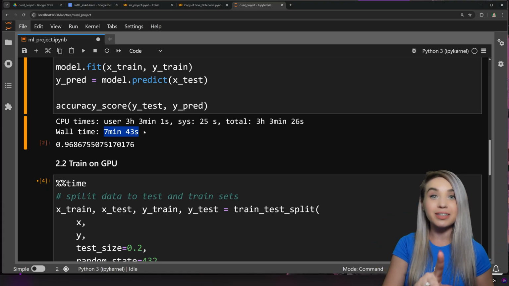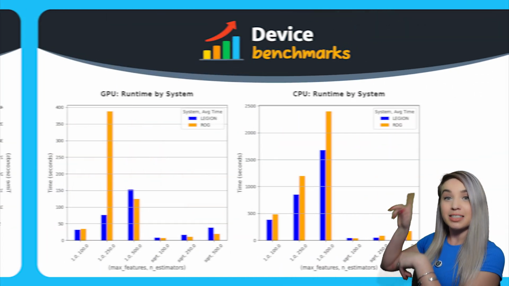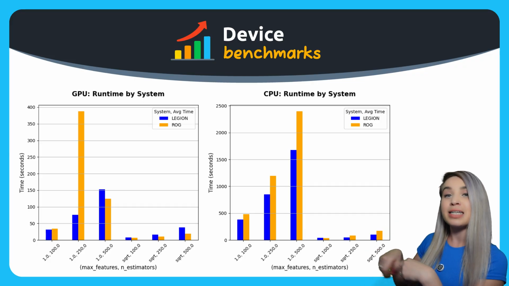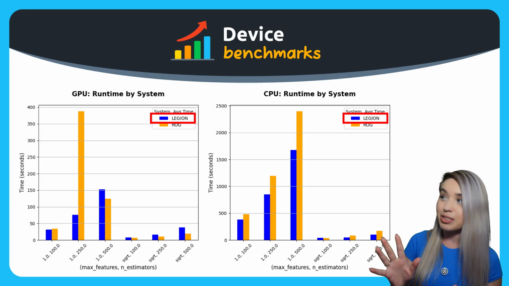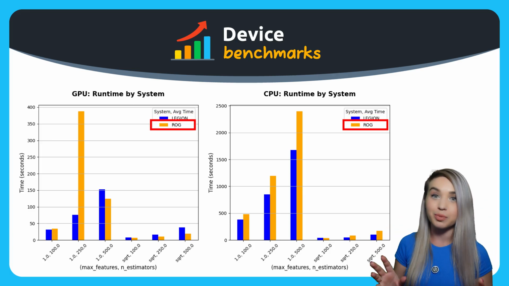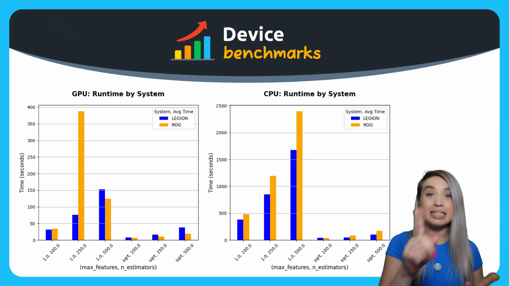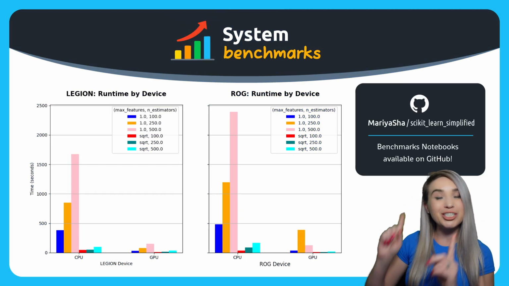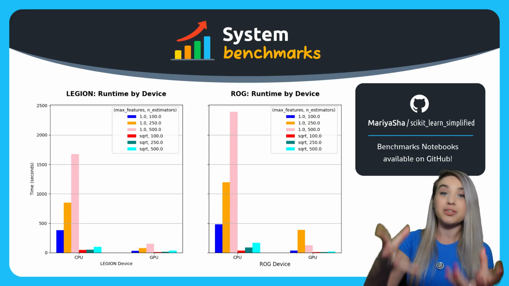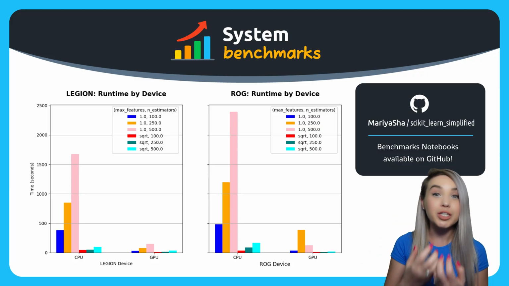Now, if you're curious, I've prepared this very nice benchmark chart that summarizes the results across two of my systems. You have my Legion laptop as well as my ROG custom build. Now, if you'd like to run the same benchmarks on your end, you can find my special Jupyter notebook on GitHub, so just clone it and then run it on your system.